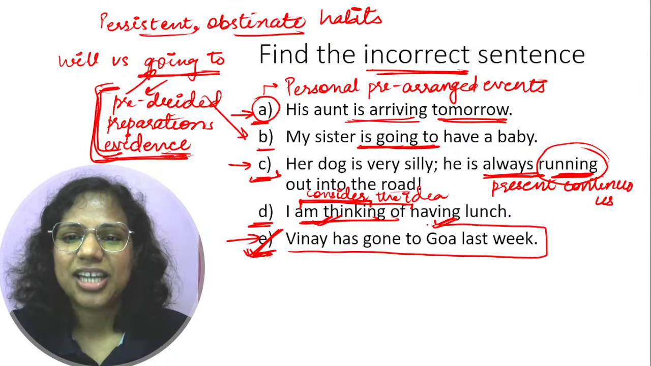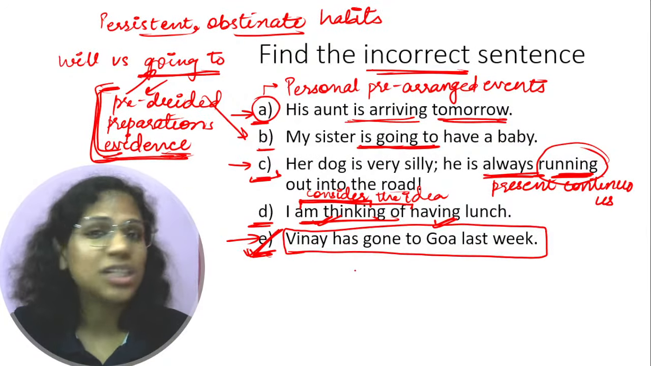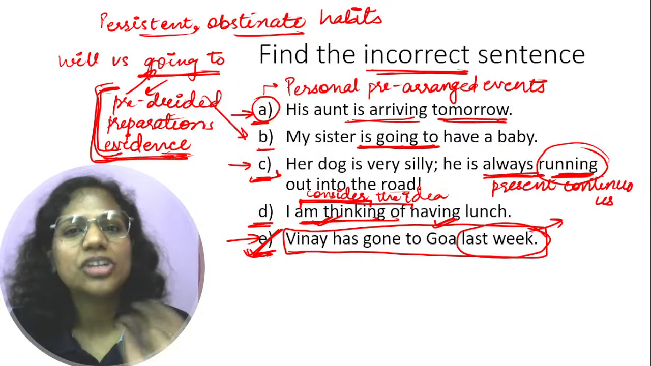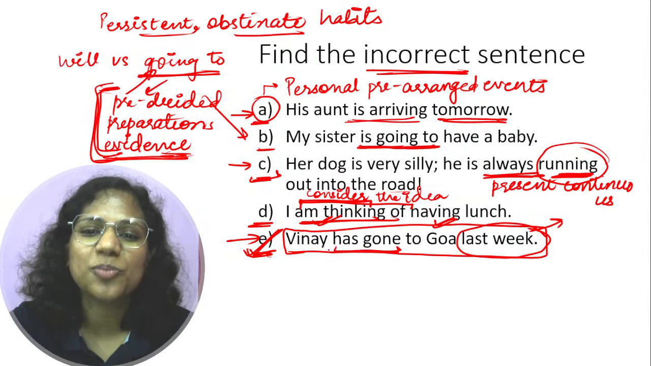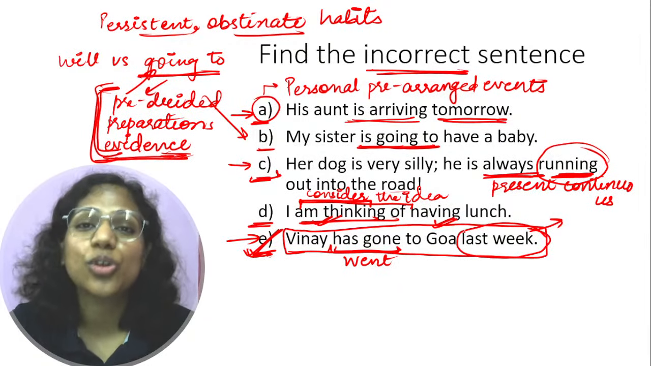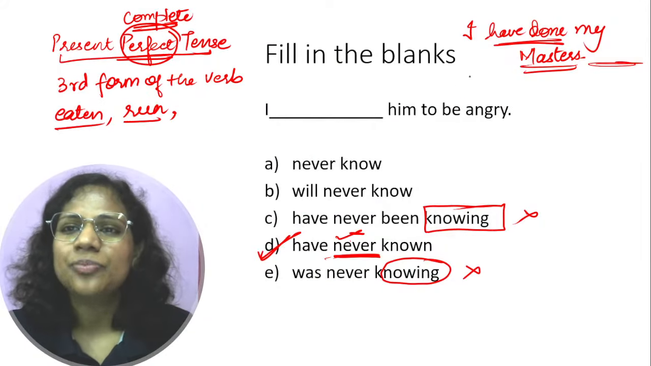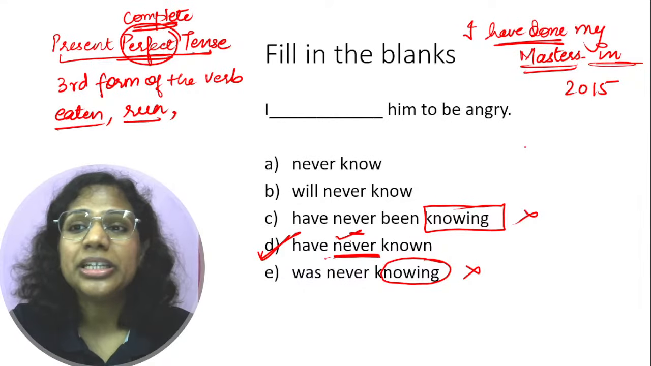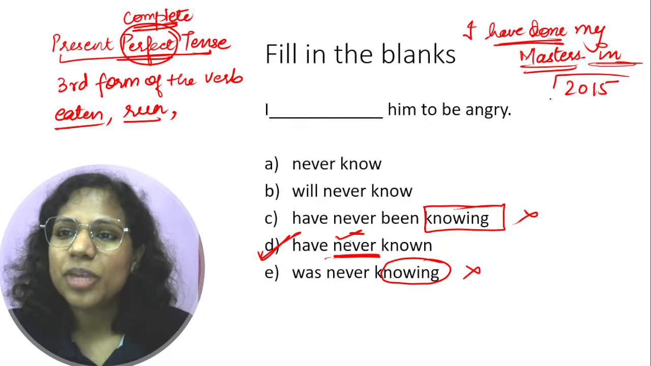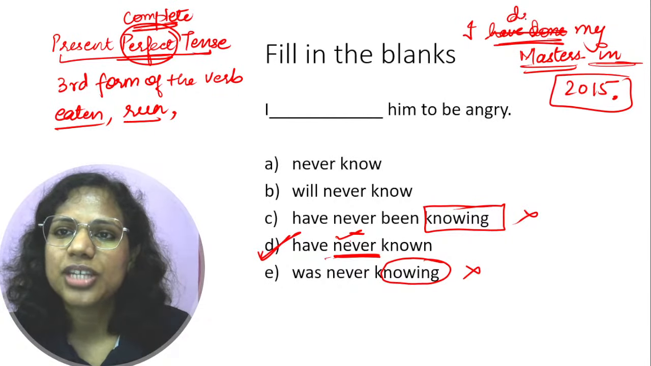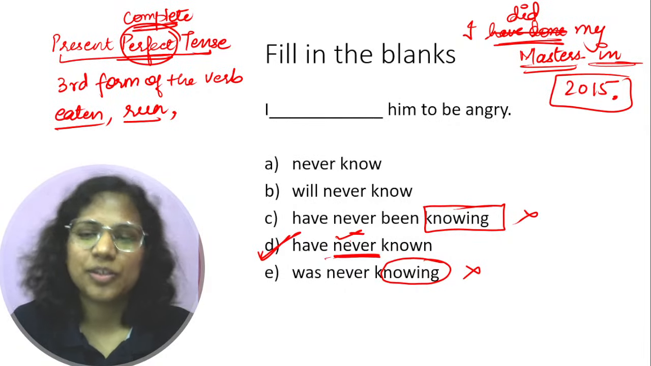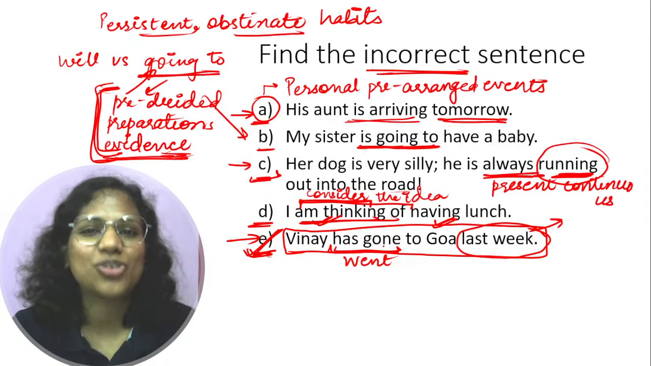This one is incorrect. A seemingly harmless error, but it's not harmless. Whenever you mention the time point, then you can't use the present perfect. Vinay went to Goa last week, not Vinay has gone to Goa last week. Similarly, I can't say I have done my master's in 2015. That would be incorrect, because if I mentioned a time point, then I should say I did my master's in 2015. Okay, always remember this. When you mention a time point, you can't use the present perfect.